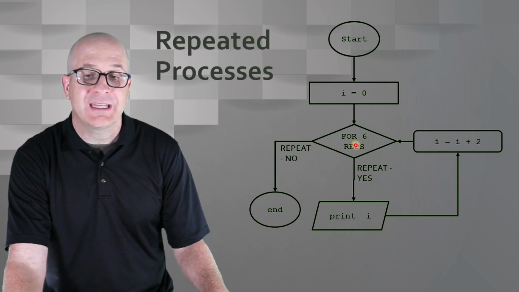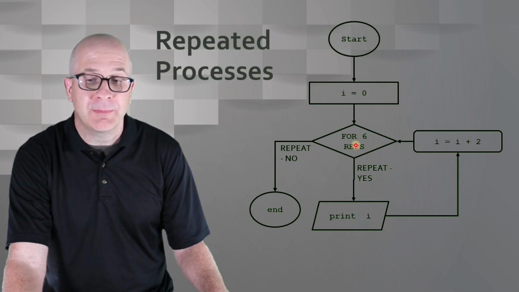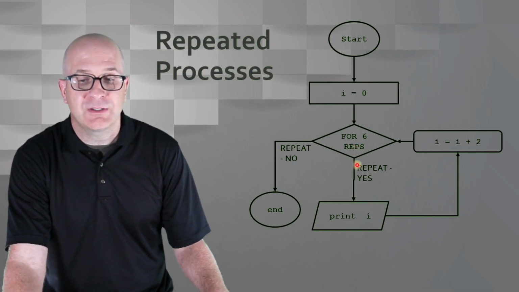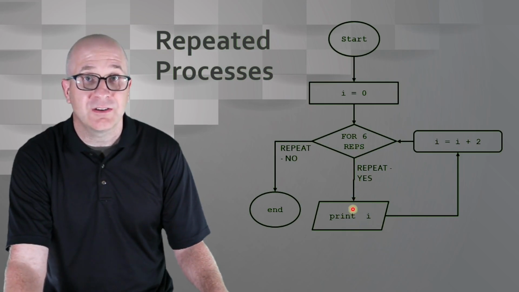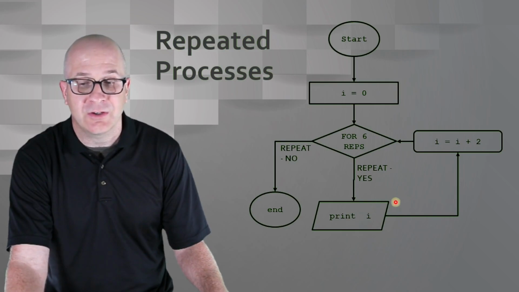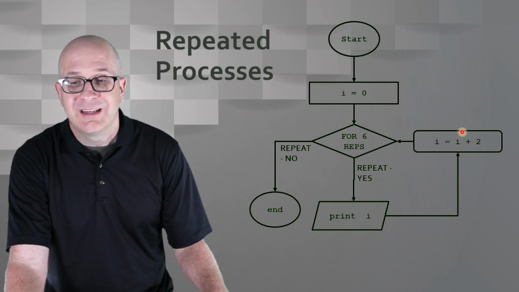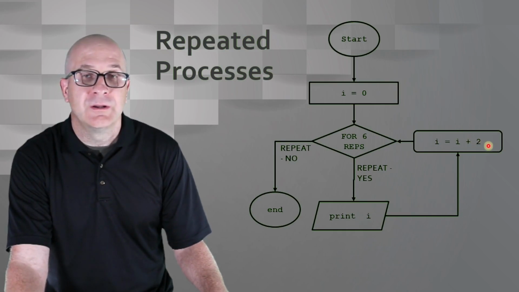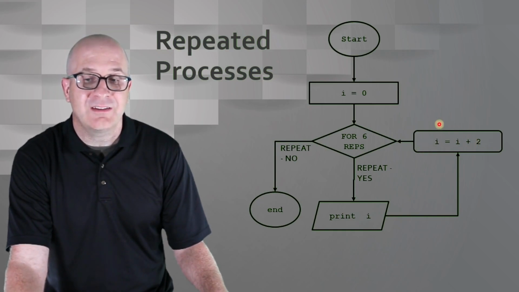We're going to go back in here and start our fourth repetition. So fourth repetition here. We're going to print a value of 6 here, because that's what I's value is currently. Go across here, take 6 plus 2, which is 8, and assign that to I. So I has a value of 8 now.